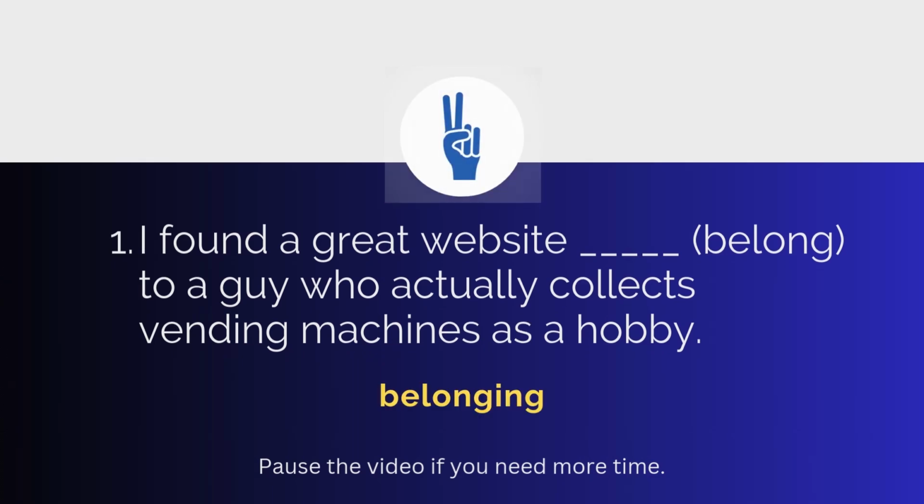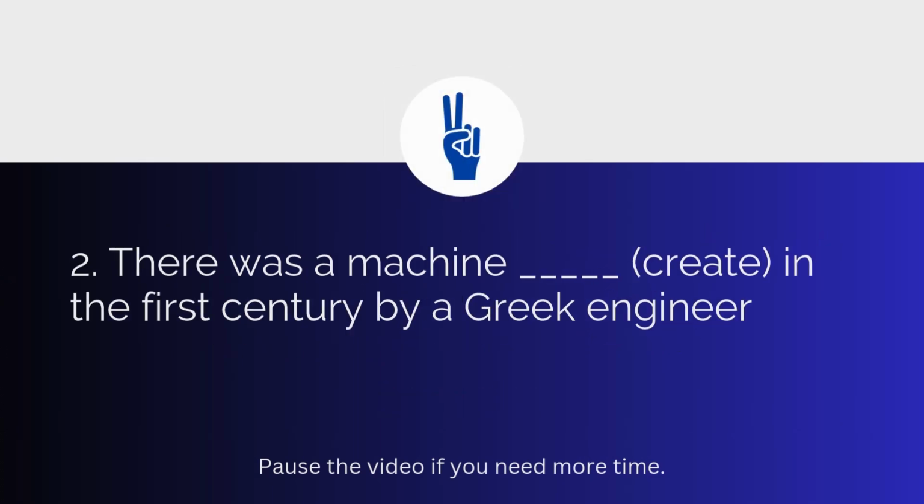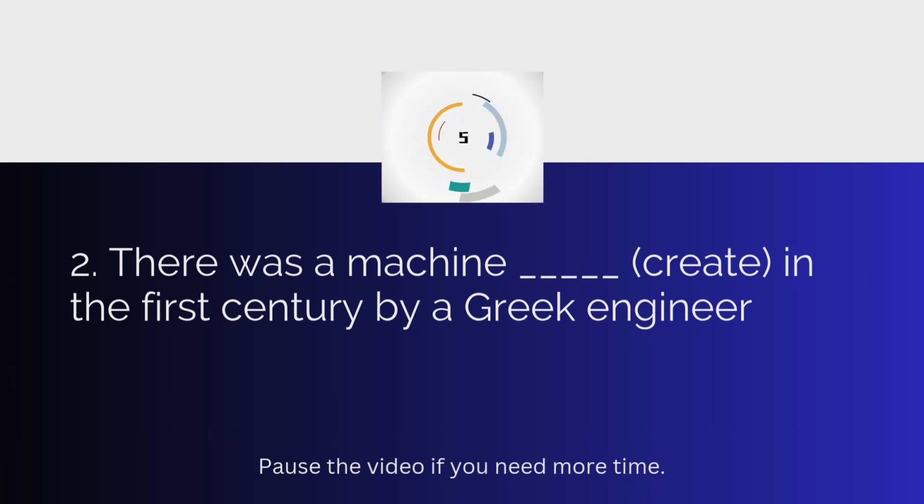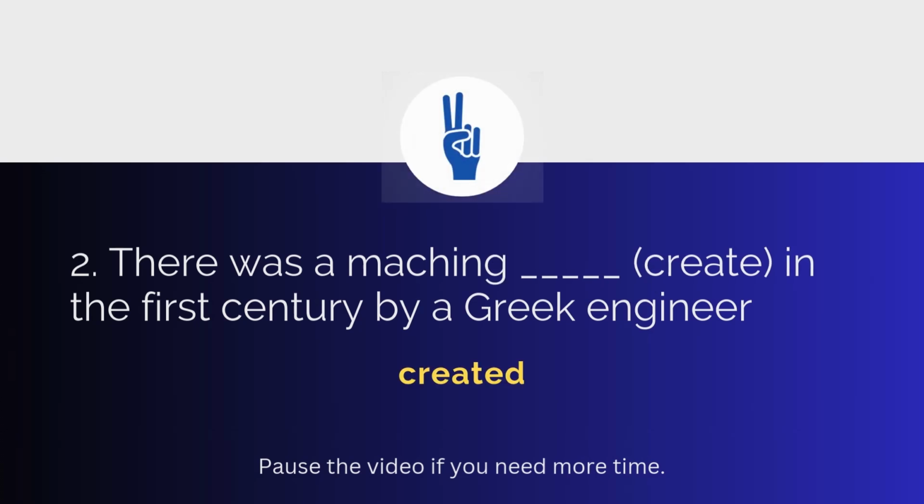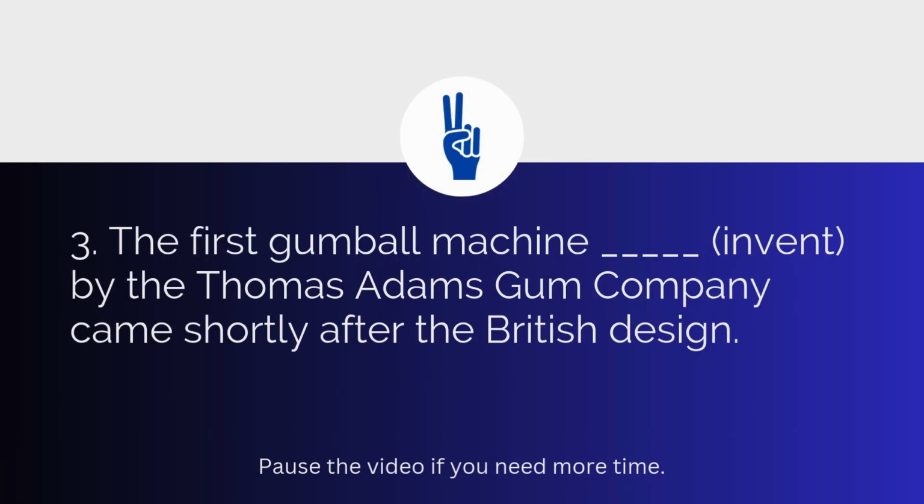The answer is belonging. Number 2. There was a machine, create, in the 1st century by a Greek engineer. The answer is created. Number 3. The first gumball machine, invent, by the Thomas Adams Gum Company came shortly after the British design.